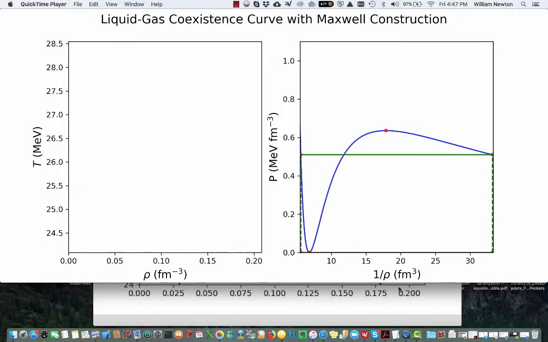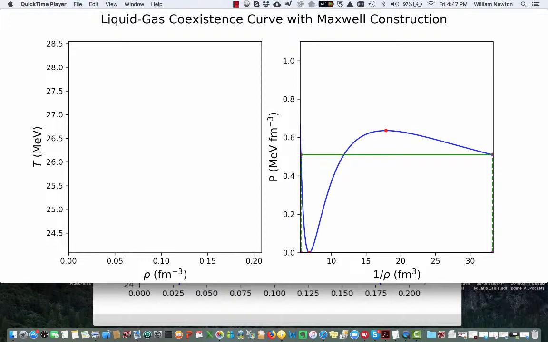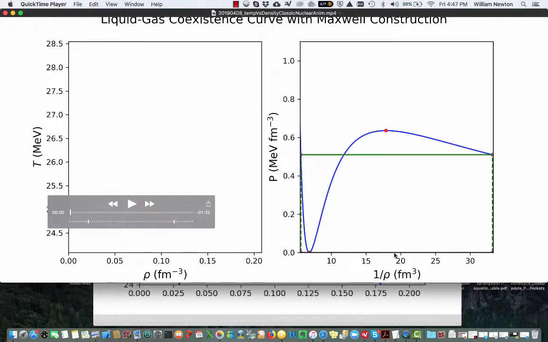Incidentally, don't worry about the funny units in these graphs. This is 1 divided by density, which is equivalent to volume. This is actually a plot for a gas of neutrons and protons, which is not your everyday kind of gas, but it turns out it behaves pretty similarly. But don't worry about the units, focus on the phenomenology.